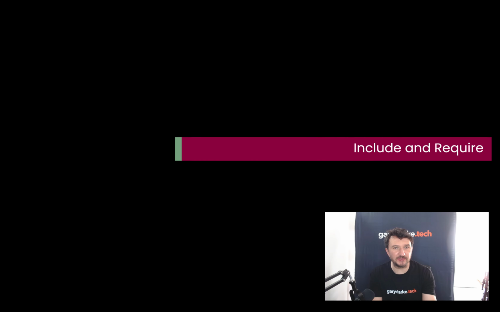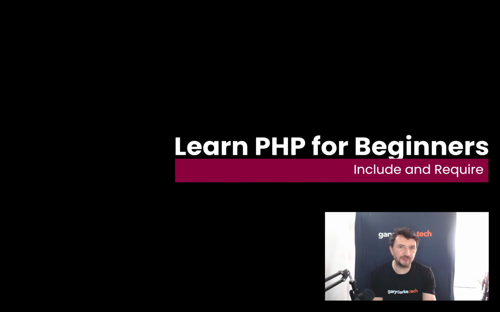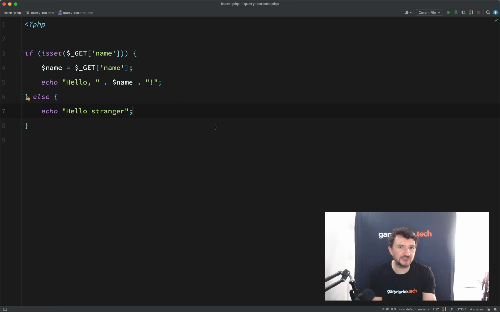Sometimes you might write a piece of code which is useful to other parts of your application, and rather than keep repeating that code, you can write some code in a particular file and then include that file in another one and therefore gain access to that code. So that's what we're going to have a look at in this one by using an example of a header and a footer.